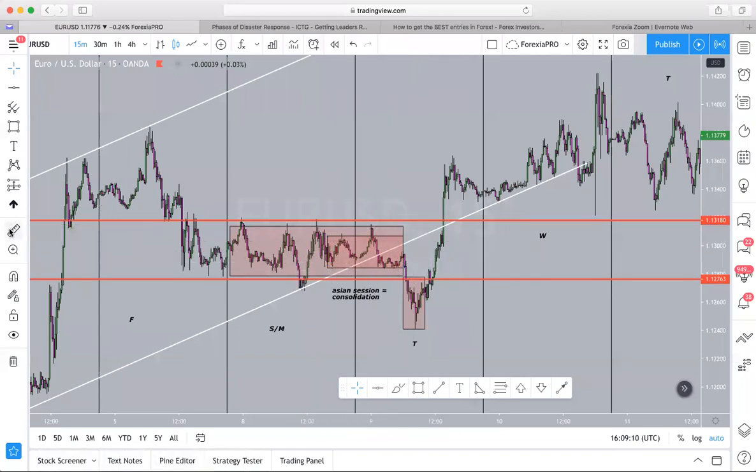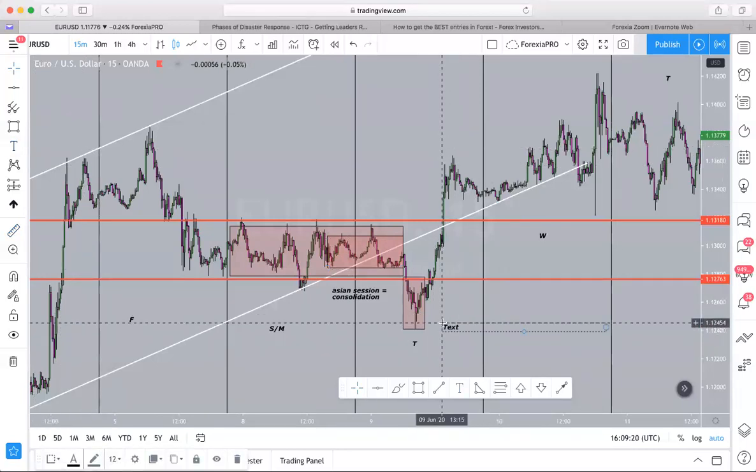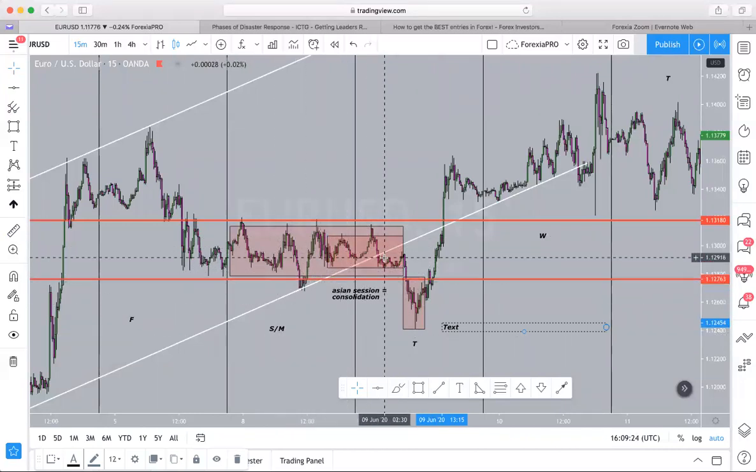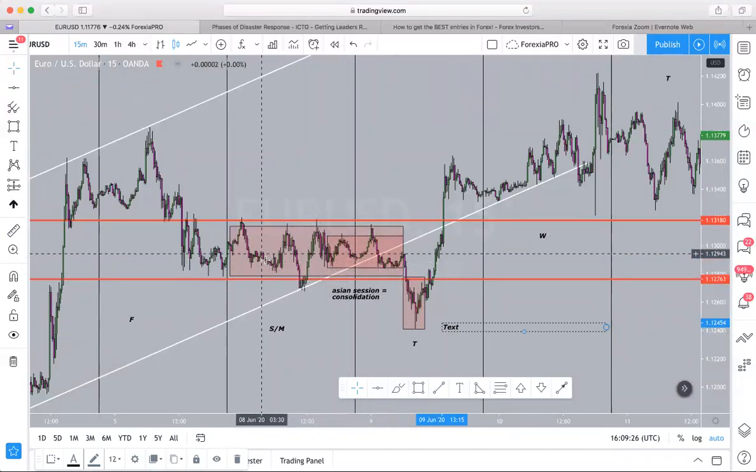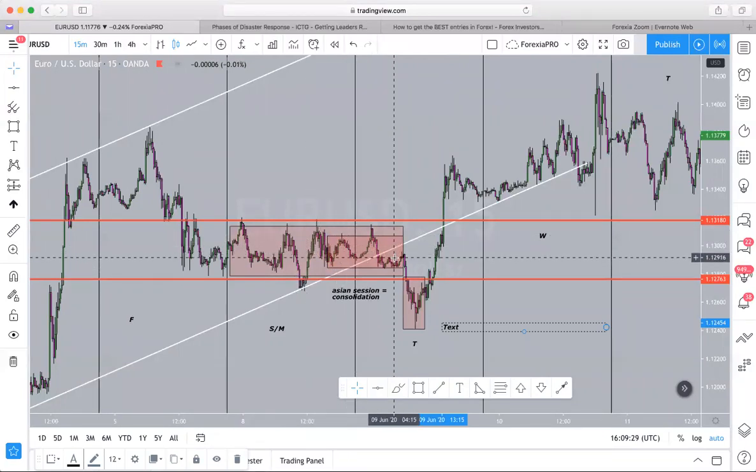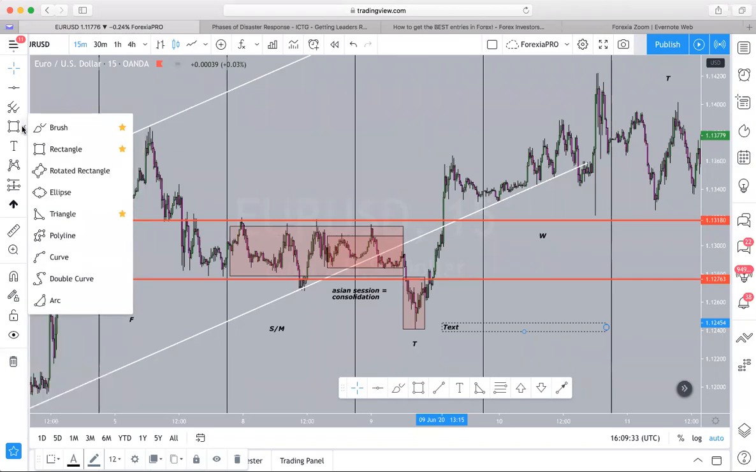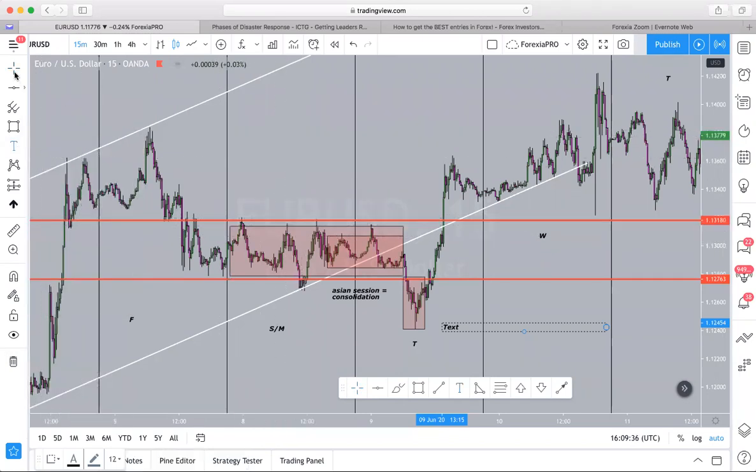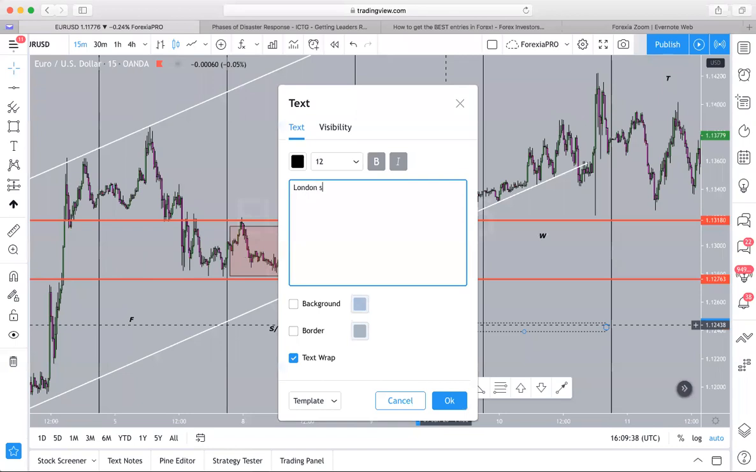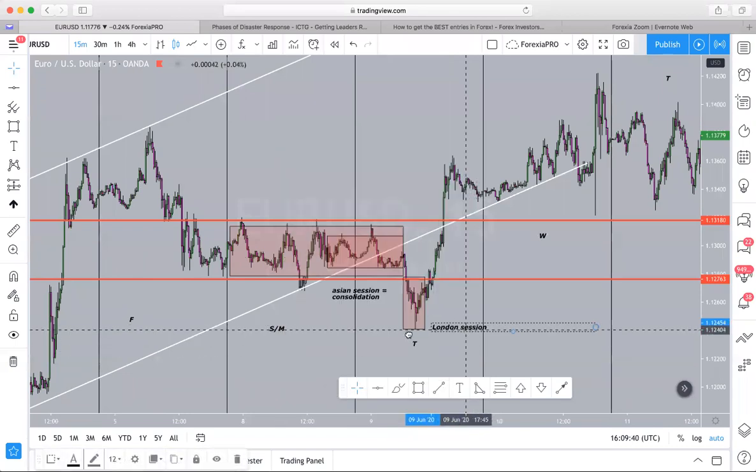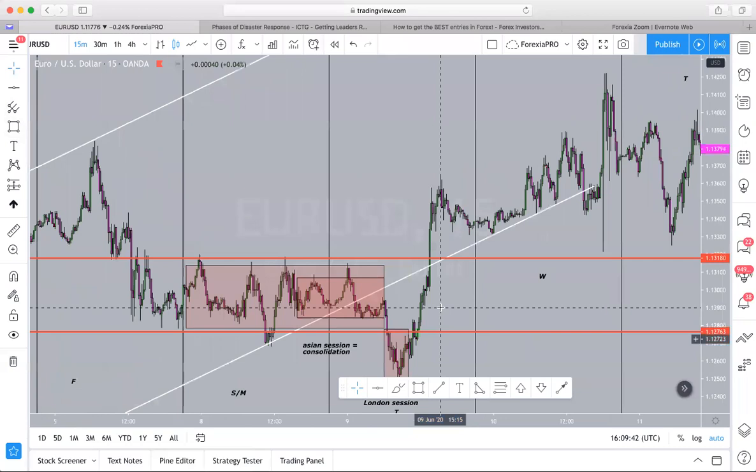Now, what happens after Asian session? We have London session. London session, its characteristic is a breakout, right? So what is it breaking out of? It's breaking out of this previous session where they created what looked like a support and resistance, right? London session, breakout. How do we know this is London session?